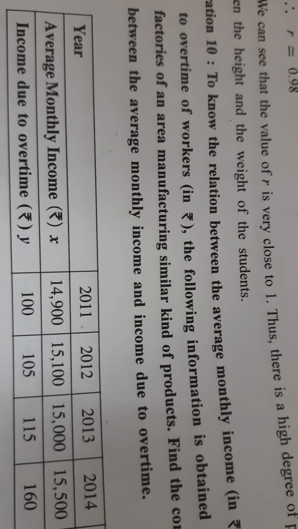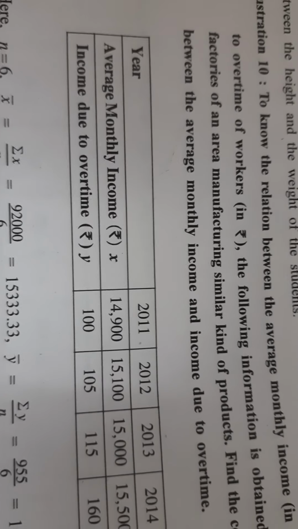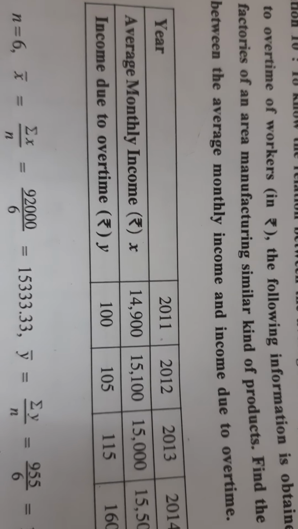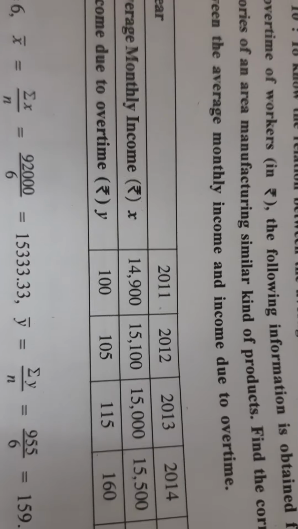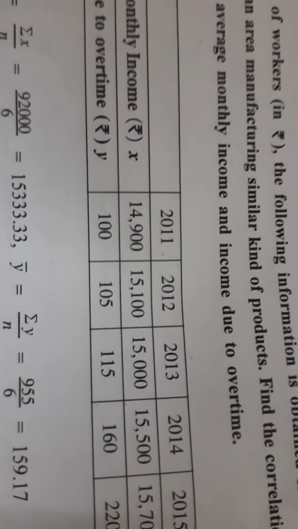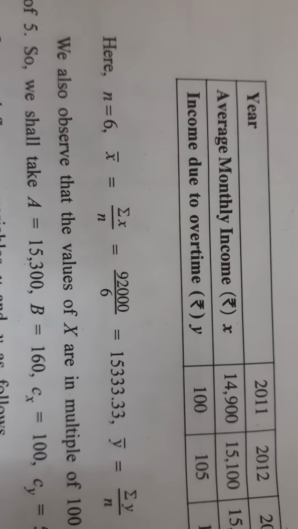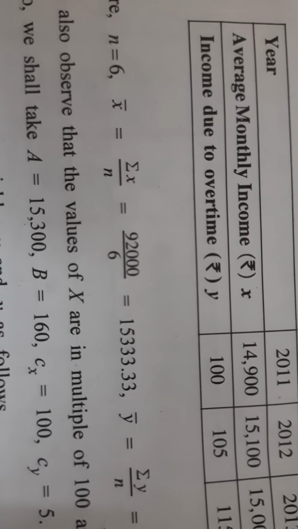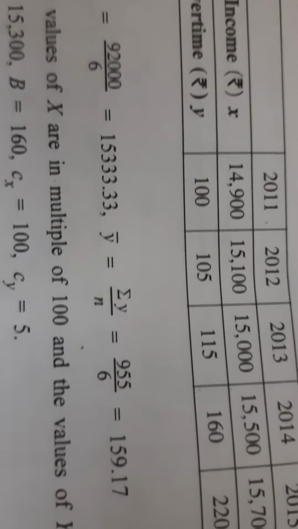Let us take another example. In illustration number 10, average monthly income in rupees and income due to overtime in rupees are given. So we take these values as x and y and proceed. Here x bar comes to 15,333.33, which is a fractional number. Again, y bar also is a fractional number, 159.17.